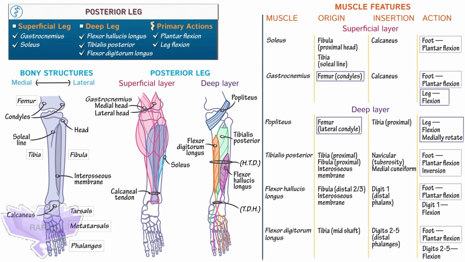This is possible because each of the muscles, except popliteus, crosses the posterior ankle. Then indicate that flexor hallucis longus and flexor digitorum longus each flex the digits upon which they insert. Flexor hallucis longus flexes only digit 1, and flexor digitorum longus flexes digits 2 through 5. This concludes our diagram.